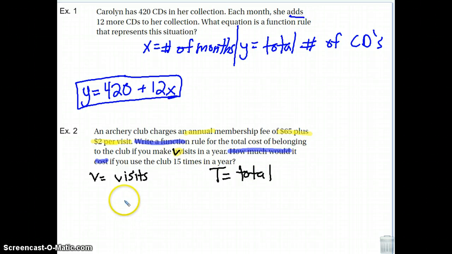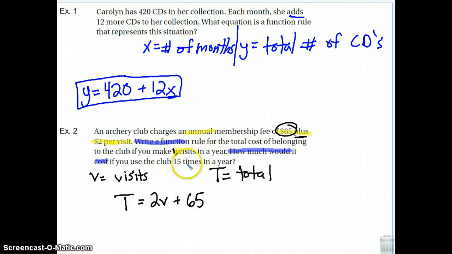So I know that my total cost is going to equal $2 for every time I visit, so 2 per visit, so 2V. Now, it's not just $2 every time I visit, it's $2 every time I visit plus that $65 fee that I had to pay right away.